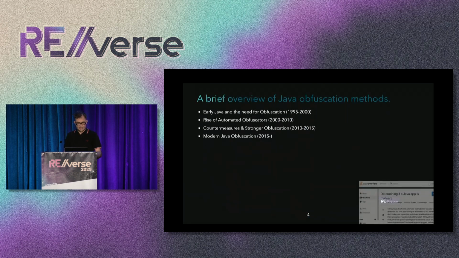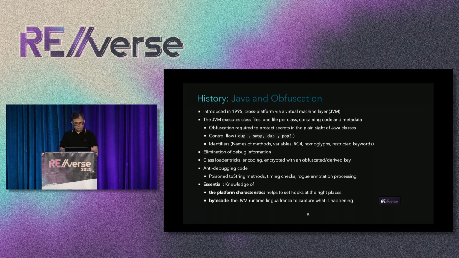You heard this all. A brief overview of Java obfuscation methods. So first there was Java and obfuscation: early Java, simple obfuscation, more advanced obfuscation, countermeasures, strong obfuscation, modern obfuscation. So it's a game to hunt each other. There's a little bit of history. JVM 1995. So there's one class containing code and metadata. Obfuscation required to protect secrets in the plain text of Java classes.